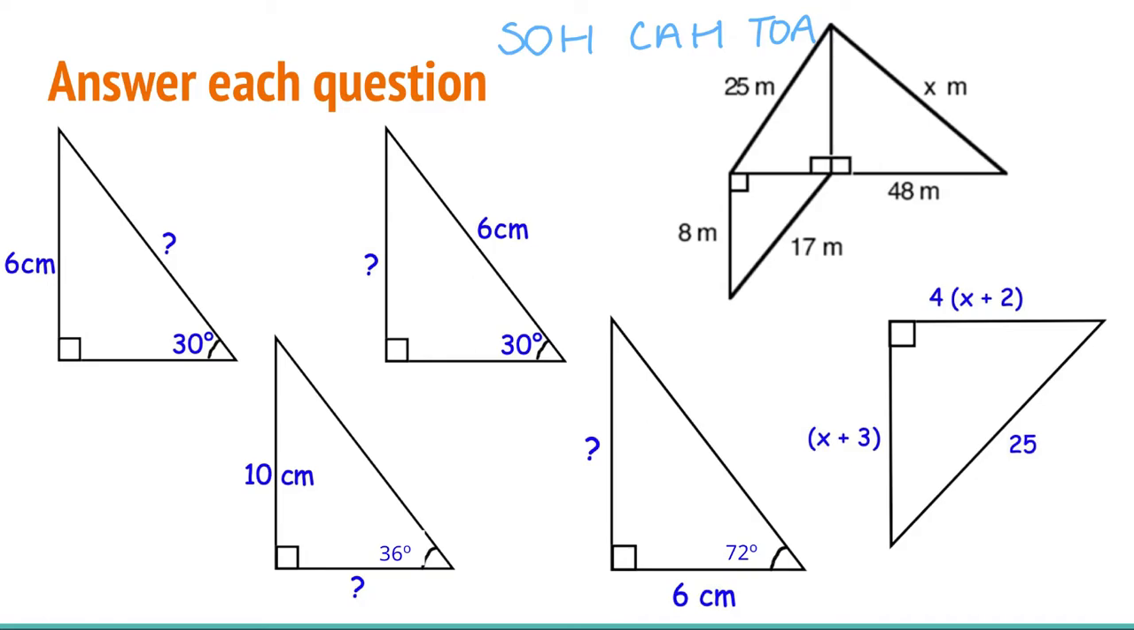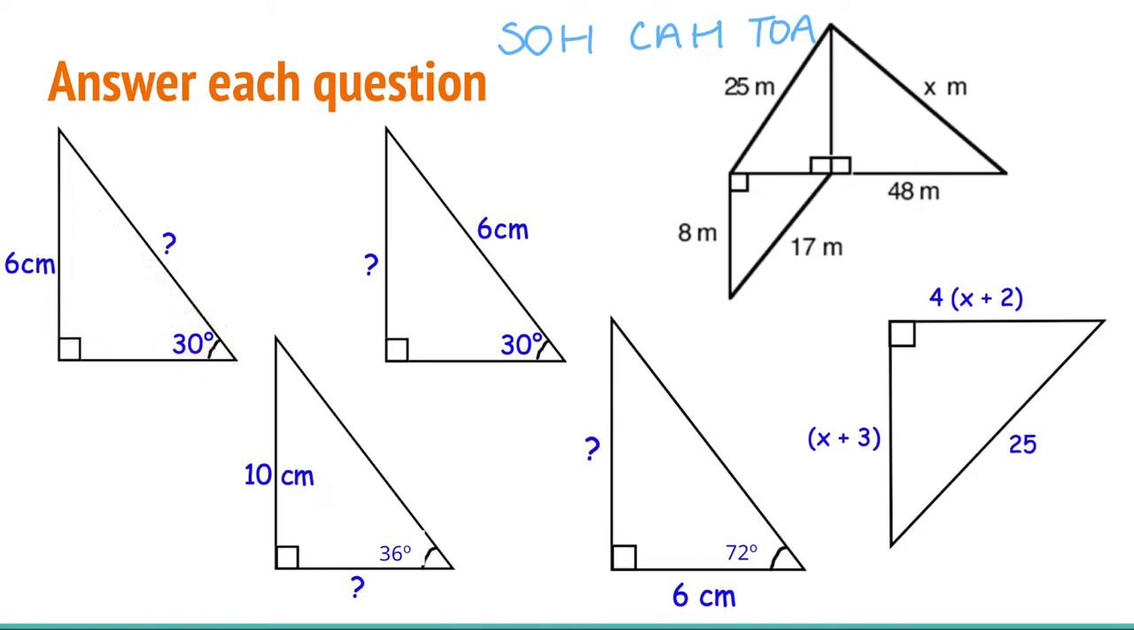All this means is sine is equal to opposite over hypotenuse, cos is equal to adjacent over hypotenuse, and tan is equal to opposite over adjacent. Okay, so each of these could be written like this. Okay, so for the first question here, we have an angle of 60.